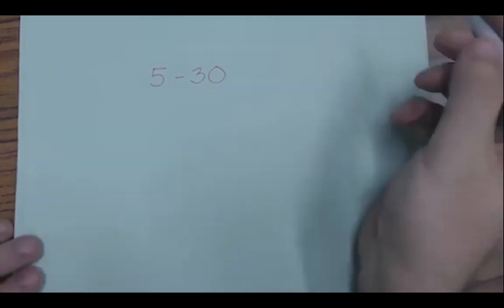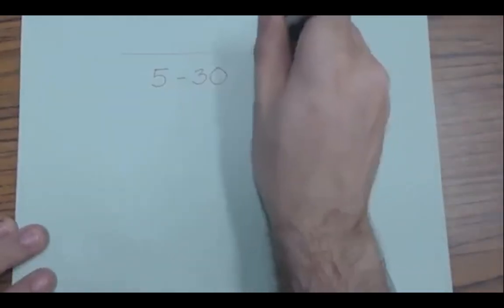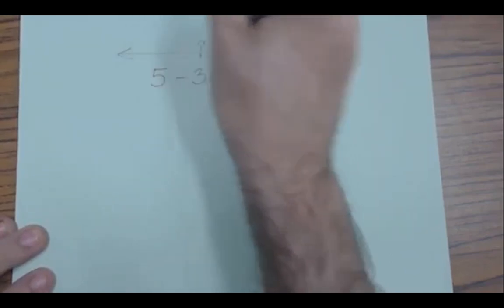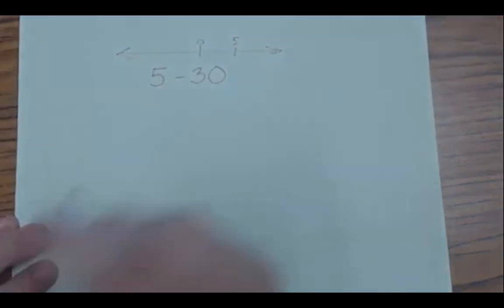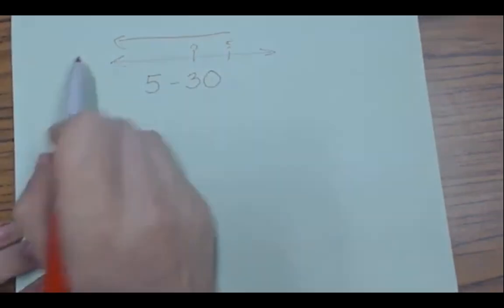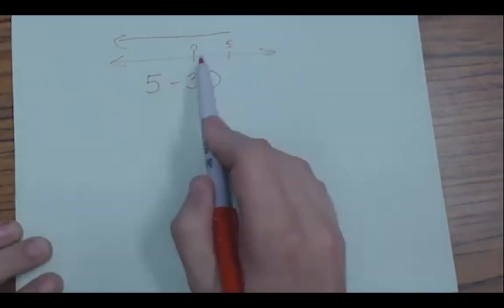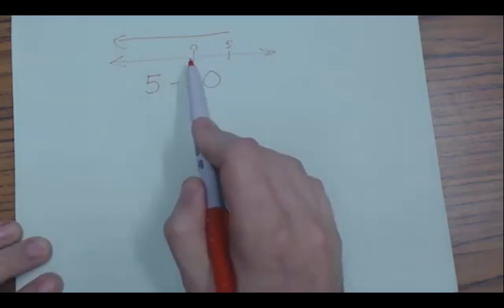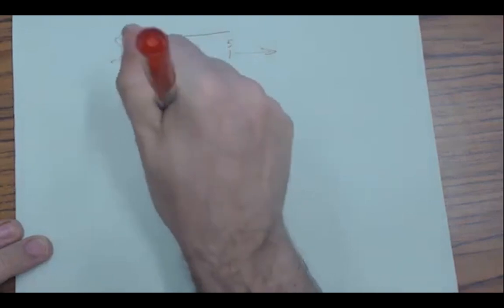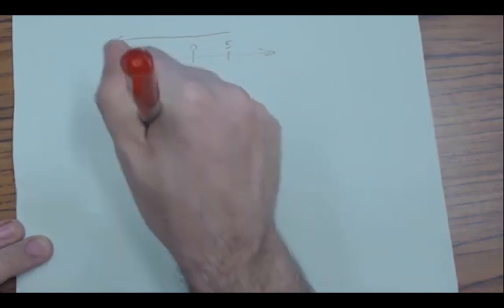We have 5 minus 30. So again, you could think about the number line. If we're at positive 5 and we are subtracting 30, it's going to move us into the negative numbers. The first 5 takes us to 0, and that leaves 25 more to go. We're going to end up at negative 25.